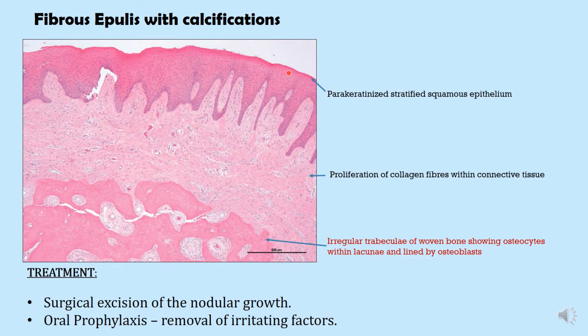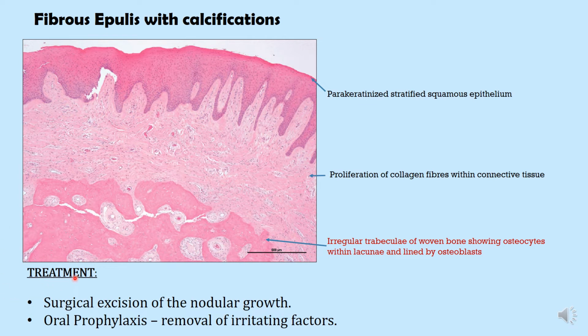So basically this is parakeratinized epithelium. Again, this lesion is excised from the gingiva. You're seeing proliferation of collagen fibers within the fibrous tissue, but deep down you are seeing irregular trabeculae of woven bone, showing osteocytes with lacunae and lined osteoblasts. So these are called fibrous epulis with calcifications, or the other term that is also used to describe them is peripheral ossifying fibromas. Both terms are interchangeable.